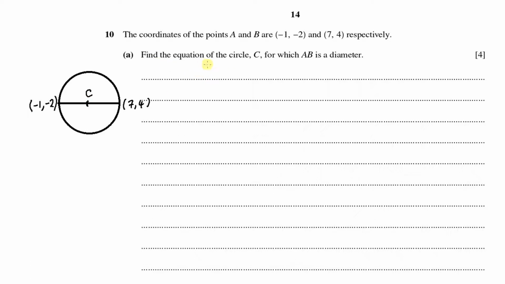So we need to find the equation of the circle. Now, to find the equation of the circle, we only need 2 things. We need to know what the coordinates of the center are and what the radius of the circle is. So let's start with the coordinates.